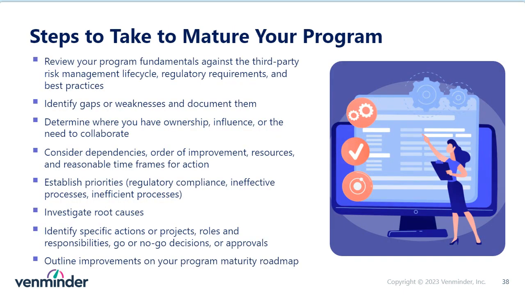Okay, let's talk about those real steps we can all take to mature our program. The first one is always review your program fundamentals against that life cycle, any regulatory requirements and best practices. If there are any gaps or weaknesses, you're going to want to document them. And you're going to need to determine where you have that ownership, that influence, or the need to collaborate. So, what's it going to take to get it fixed? We also want to think about any dependencies. Is there a specific order we need to follow? Do we need additional resources? And what is a reasonable time for action?